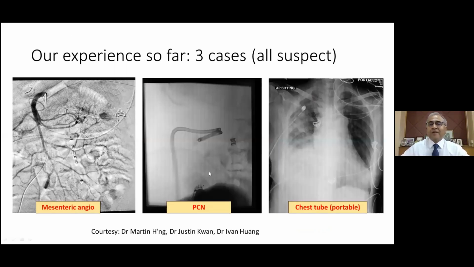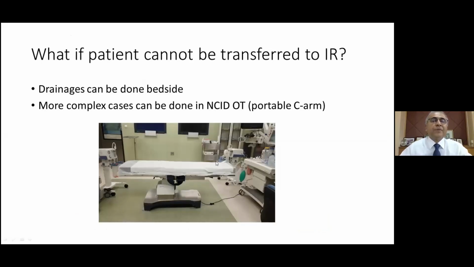Our experience so far, well, actually, it's not been a very large number of cases. We only had 3 cases: a mesenteric angiogram for a GI bleed, a percutaneous nephrostomy catheter change, and a chest tube that was placed within the isolation room. So these patients can be done in the radiology department of the NCID.